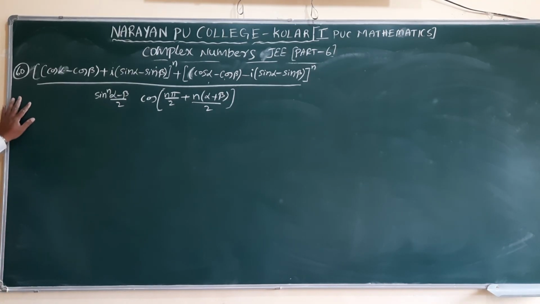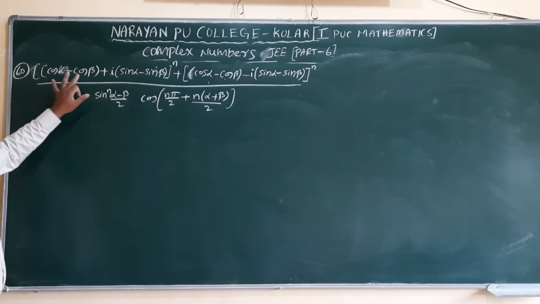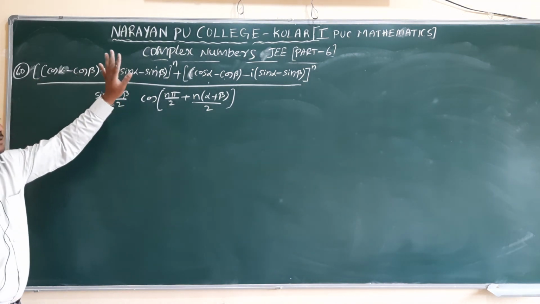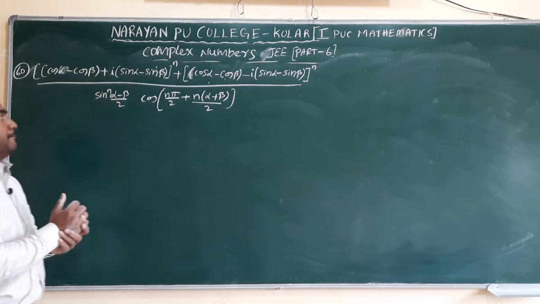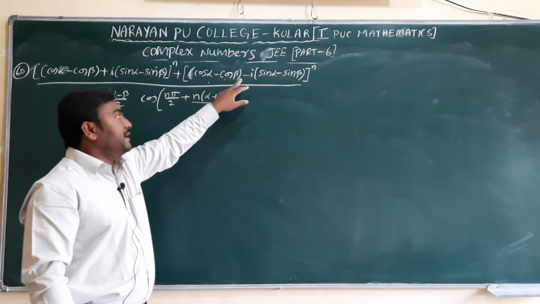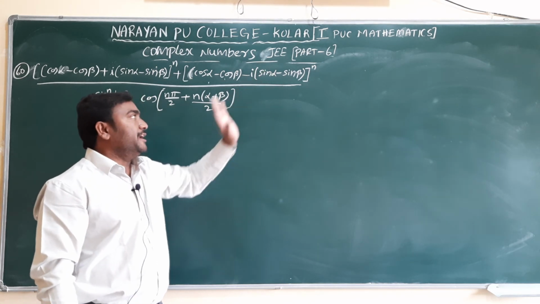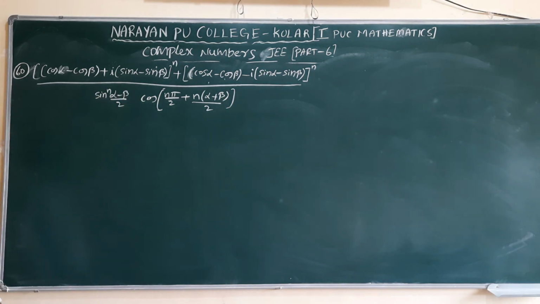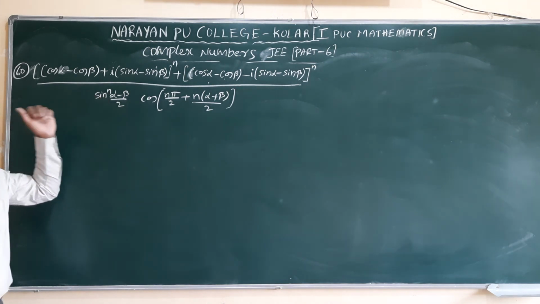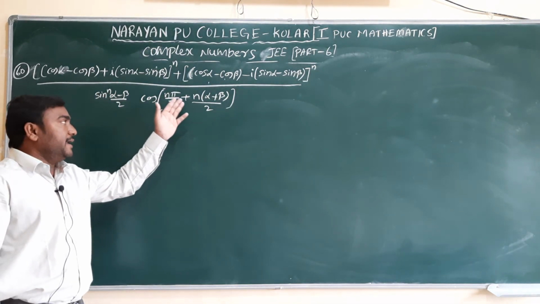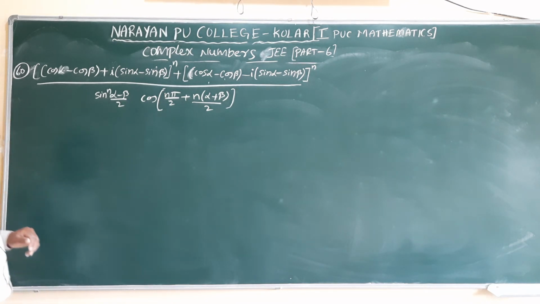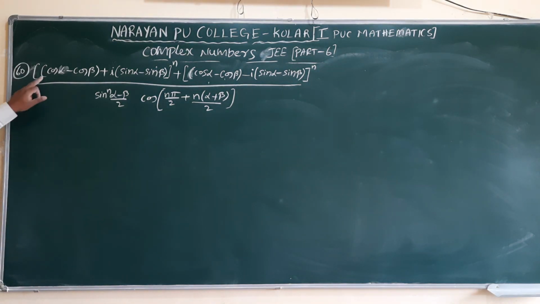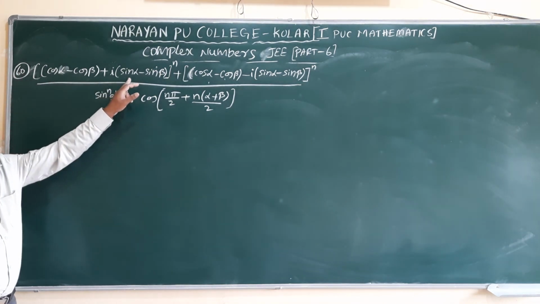Next, question number 60. Here, (cos alpha minus cos beta plus i sin alpha minus i sin beta)^n plus (cos alpha minus cos beta minus i(sin alpha minus sin beta))^n divided by sin^n((alpha minus beta) by 2) into cos(n pi by 2 plus n into (alpha plus beta) by 2). We know the cos C minus cos D formula. What is the formula? Minus 2 sin((C plus D) by 2) into sin((C minus D) by 2). Apply this formula. Here we have to apply the sin C minus sin D formula. The same thing here.